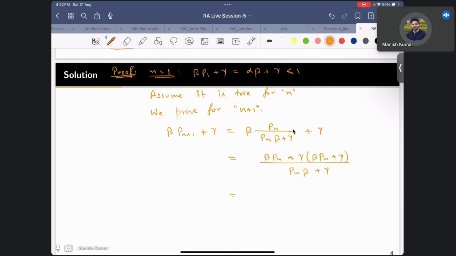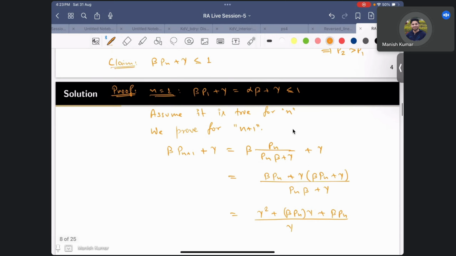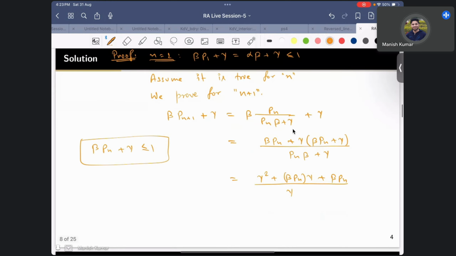Then what we have is gamma square plus beta Pn gamma plus beta Pn. Okay, or what we can do is, so we have to show, so I'll have to use that beta Pn plus gamma is less than or equal to 1. So am I getting such terms over here, beta Pn plus gamma?